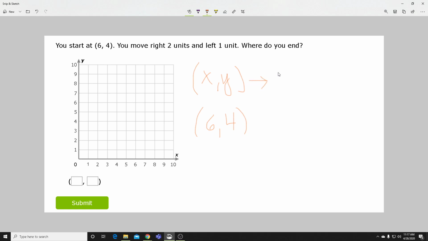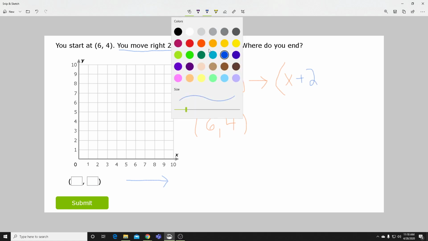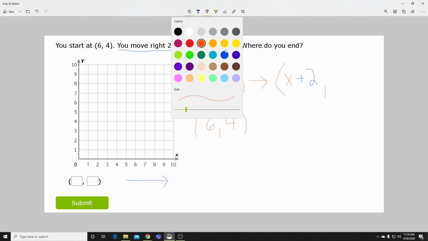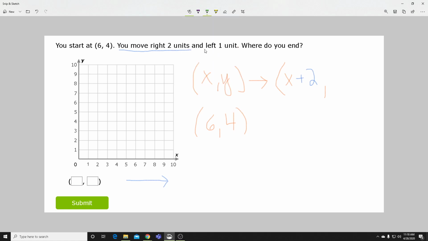We're moving to the right by 2. So that means that we're adding 2. Let me put a different color here. We're moving to the right by 2. We know if we're moving to the right, our x's are getting bigger, so we need to add 2 to x. And then we're moving to the left by 1 unit after.